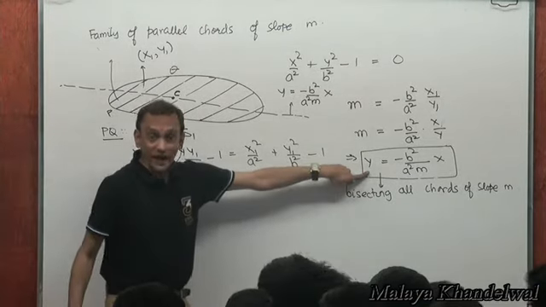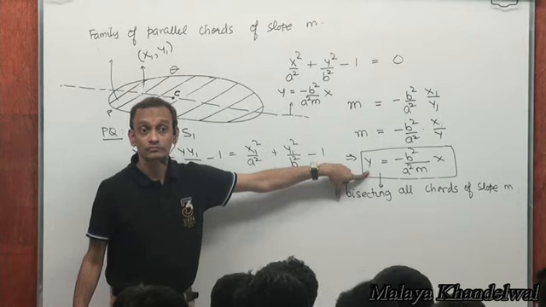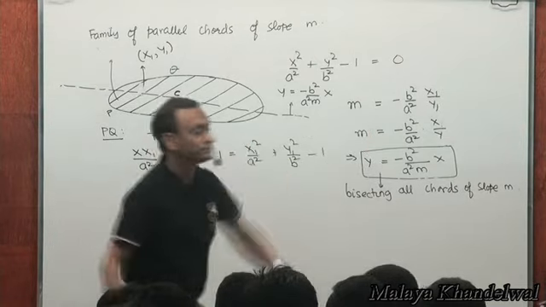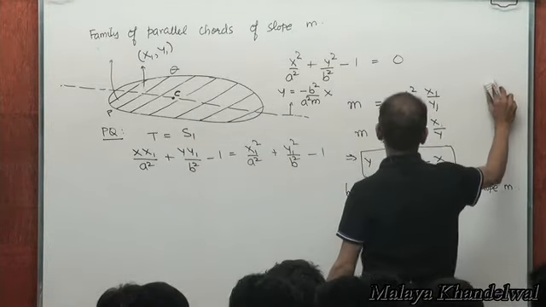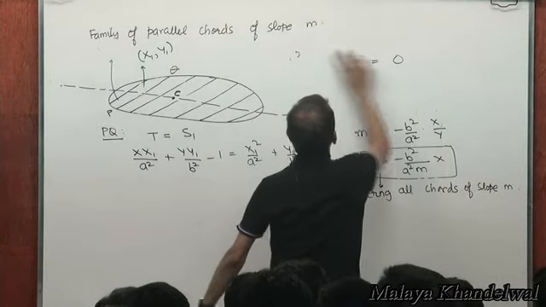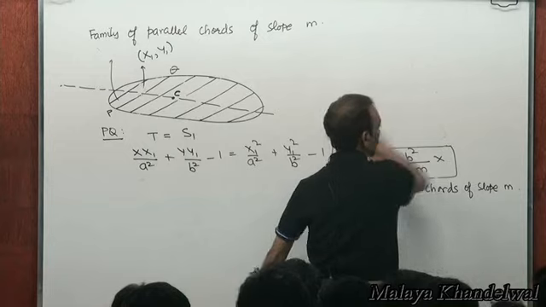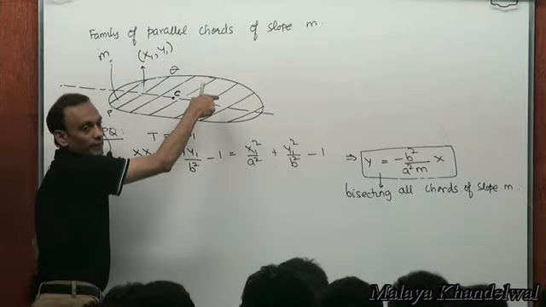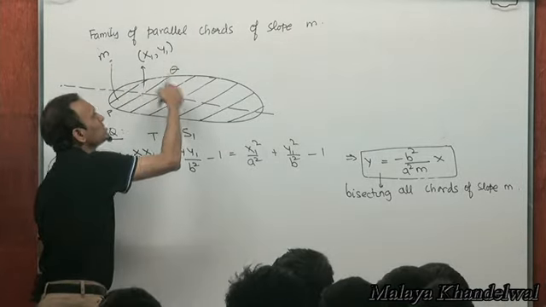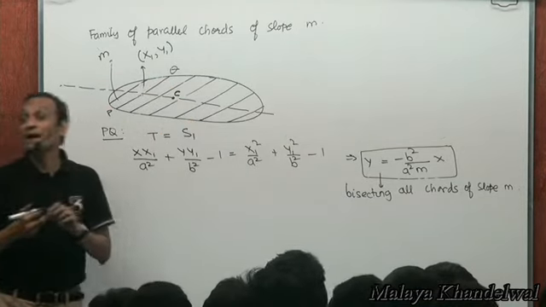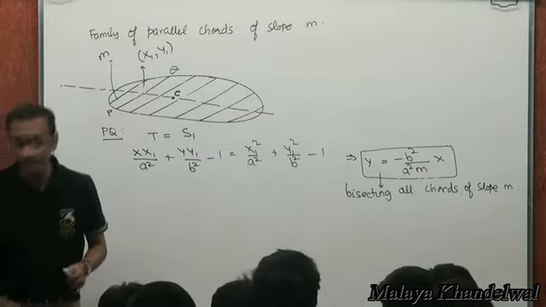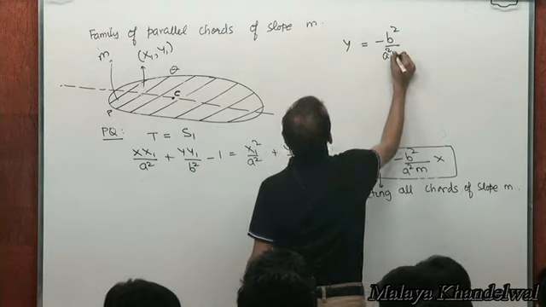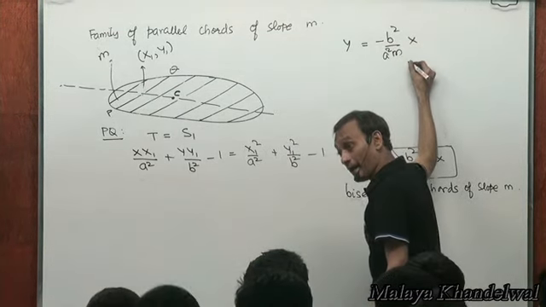So this is a diameter. Why? Because it passes through the center. And this diameter bisects all chords of slope m, right? Which means these are all chords of slope m. And you can have very many diameters, but this is a unique diameter which bisects all the chords of a given slope m. Minus b squared by a squared m is a diameter that bisects all chords of slope m, right?